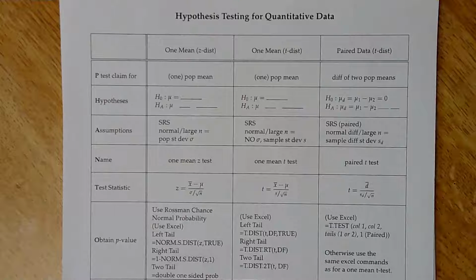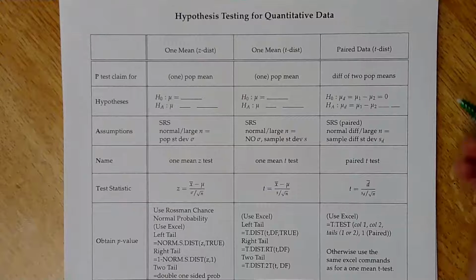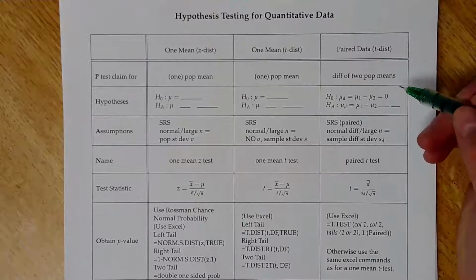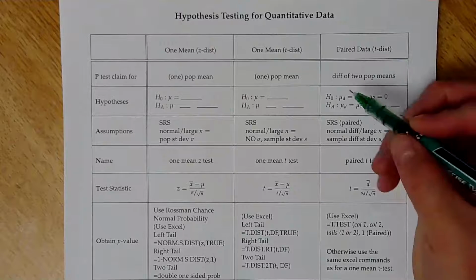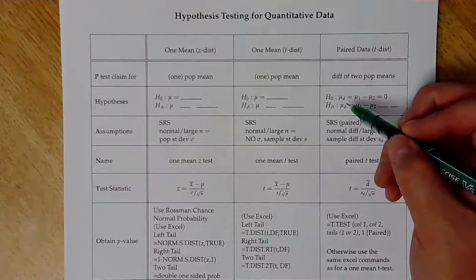All right, we're going to look at the paired t-test. So this is our data that's coming from a matched pairs experiment or study, and we're looking at that difference of means. Okay, so our hypotheses for this are related to what's called mu d, or the average difference.